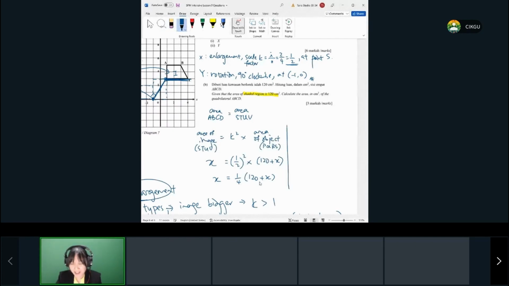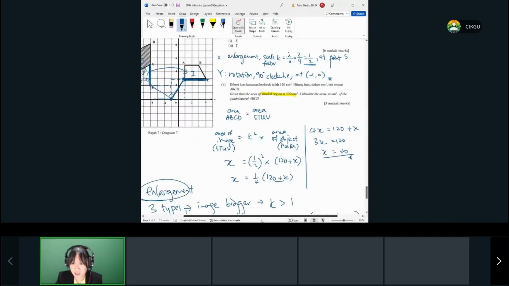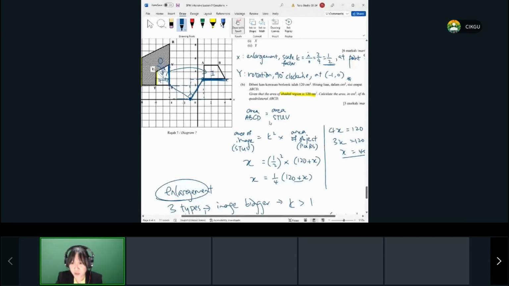Okay, don't get caught. From here onward, it's just algebra. 1/4 you can times the other side, becomes 4x equals to 120 plus x, and 3x equals 120, x equals 40. Done. Okay, so remember what is the value of x here? x was the area of STUV, which is the same as the area of ABCD. So that's the final answer already. 40 centimeters squared.